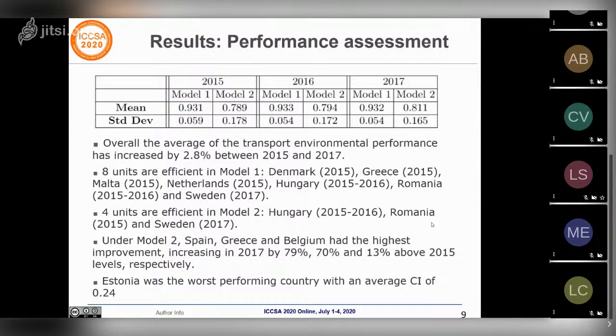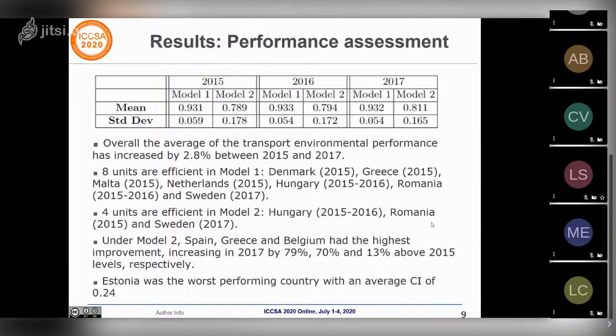Using the first model, 8 units were efficient: Denmark, Greece, Malta, and the Netherlands in 2015, Hungary and Romania in 2015 and 2016, and Sweden in 2017. When using the second model with the additional restriction, only 4 units remained efficient: Hungary in 2015 and 2016, Romania in 2015, and Sweden in 2017.